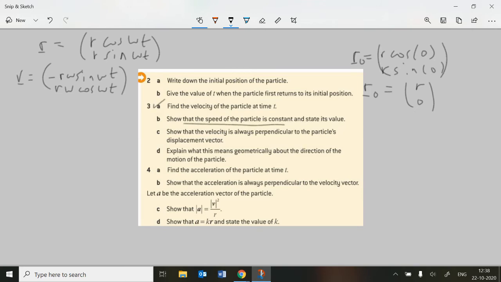So then show that the speed of the particle is constant and state its value. So speed requires us to work out the magnitude of the velocity. And again, if you do this, you're going to get this thing squared.